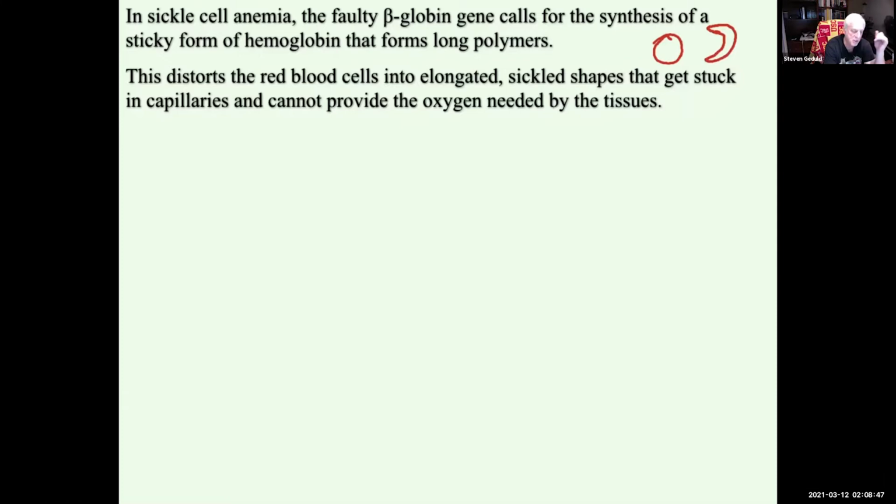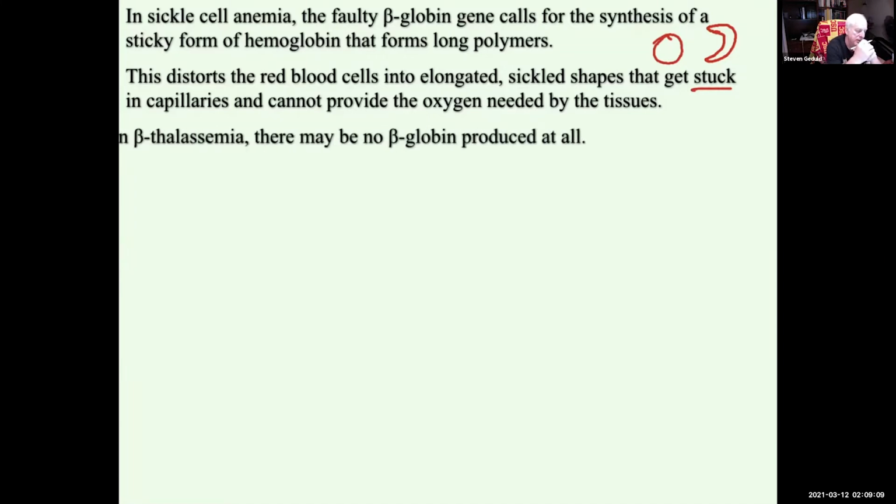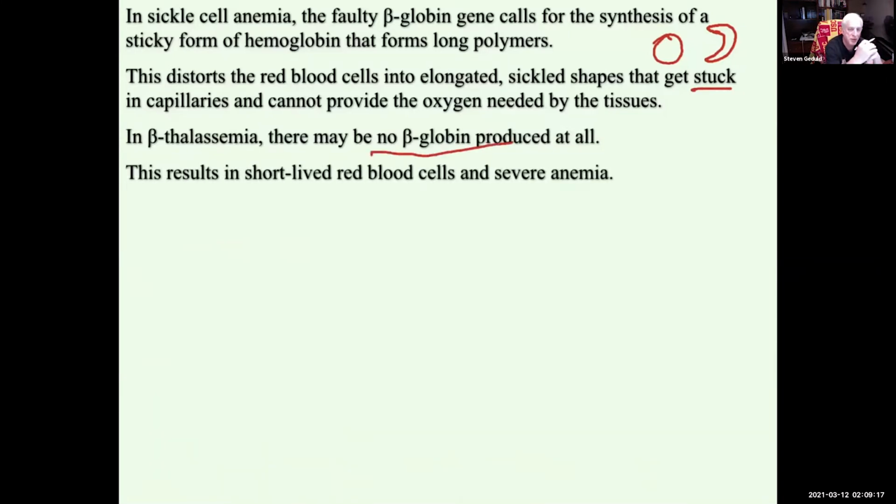Once it's in the sickle shape, it gets stuck in the capillaries because the cells tend to stick together and coagulate. So it blocks up your capillaries and cannot provide the oxygen needed by the tissue, because it blocks the arteries that are delivering oxygen, and it's defective in its form, so it's not holding or absorbing oxygen from the lungs. So you have those two factors going on in sickle cell anemia. In beta thalassemia, there may be no beta globin produced at all to hold oxygen. This results in short-lived red blood cells and severe anemia. Both result in severe anemia.